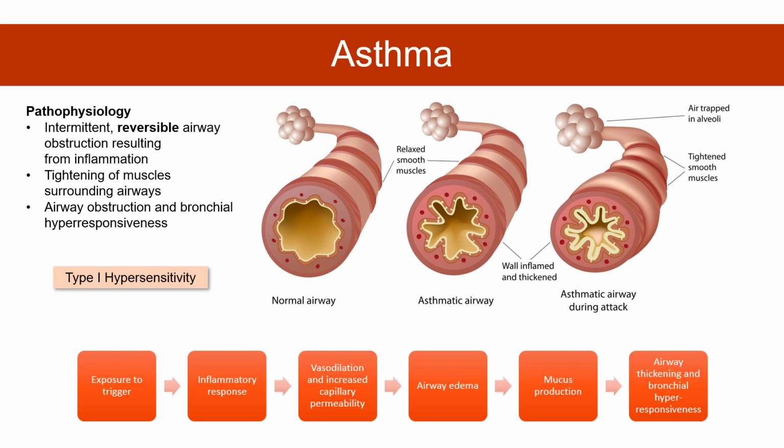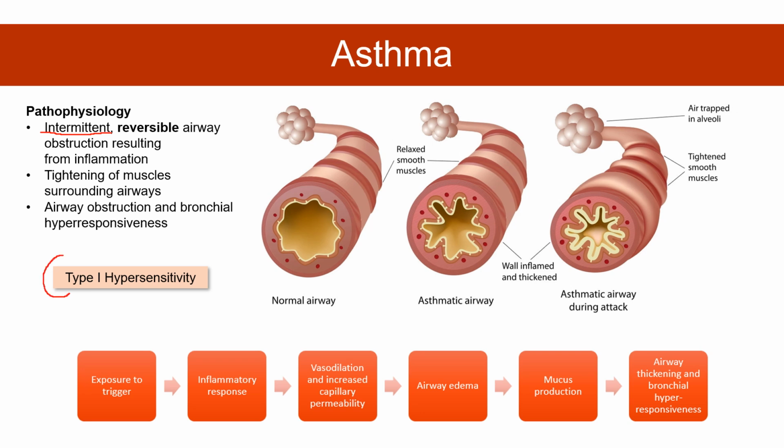A person with asthma, that same irritant will cause this hyperresponsiveness, and then it'll cause the tightening of those smooth muscles. It'll cause inflammation and mucus production, and then you have an obstruction in your airway. Okay, so that is asthma. Asthma is intermittent, so that means it's not all the time. It comes and goes. You have flare-ups. It is reversible, so once you start it, you can stop it and reverse it. There's tightening of muscles around the surrounding airways, leading to airway obstruction and bronchial hyperresponsiveness.